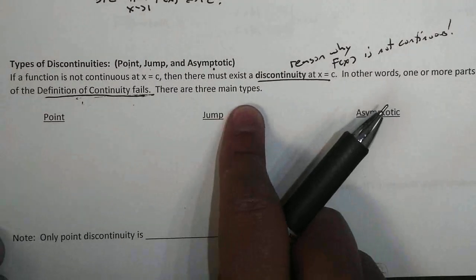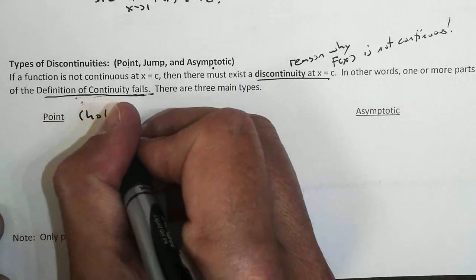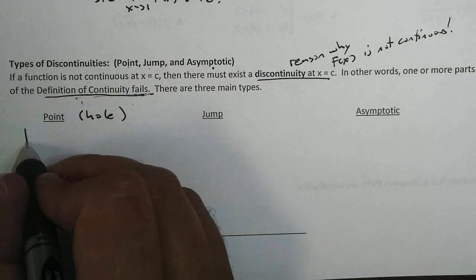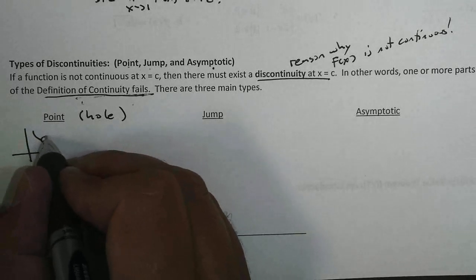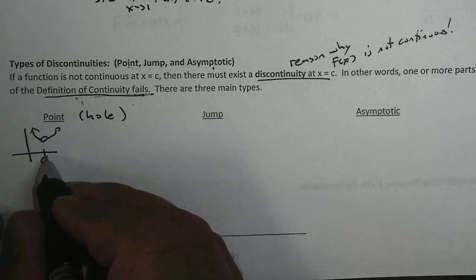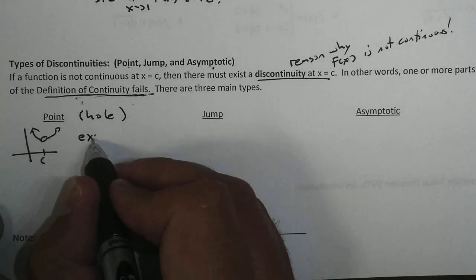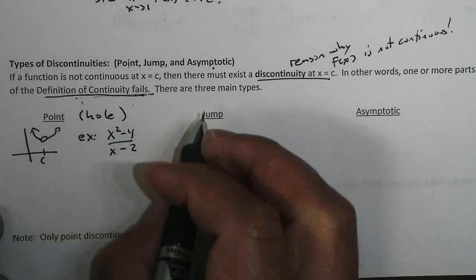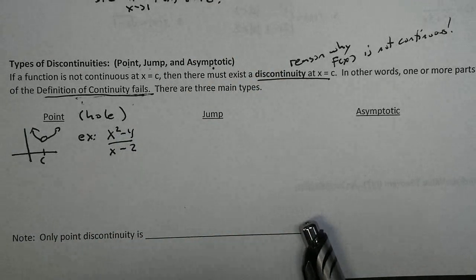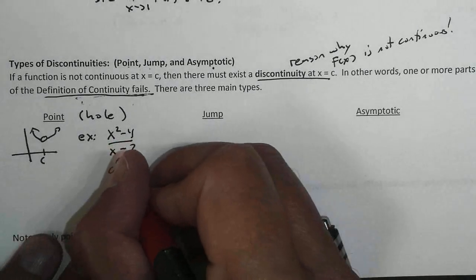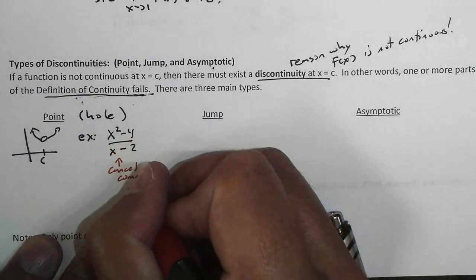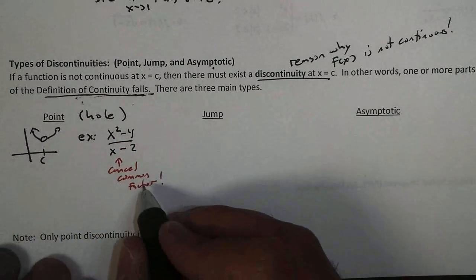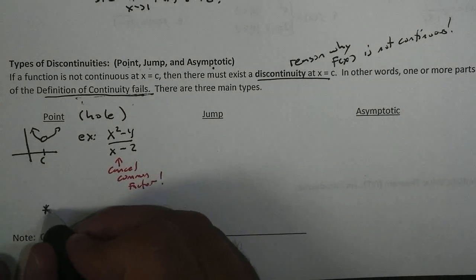There are three main types. The first one is point, sometimes referred to as a hole. If we want to be more fancy, we can say point discontinuity. And of course, if I could draw that, it would look something like this. At x equals c, there is a hole. An example of an equation is something like x squared minus 4 over x minus 2. In other words, what can happen here is we can cancel a common factor. Right there. Because I can cancel a common factor, we actually have a special name for this.